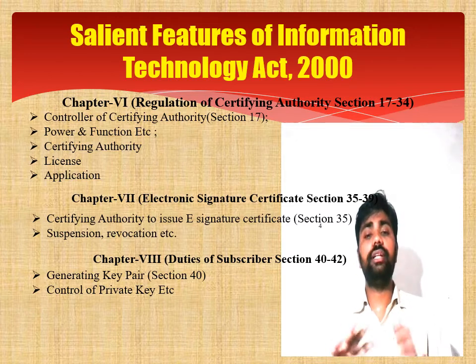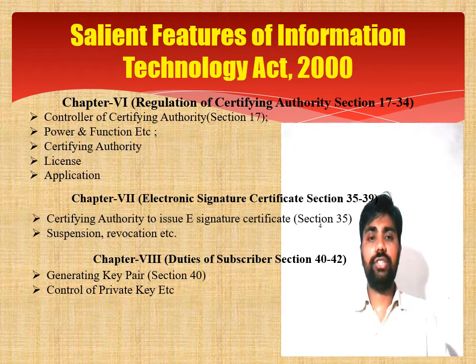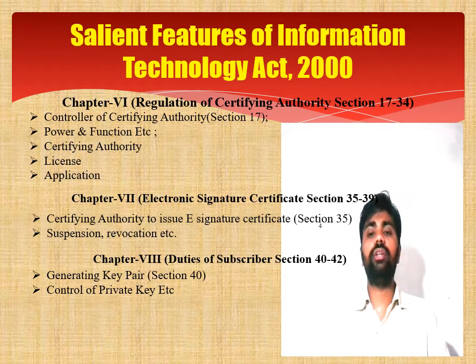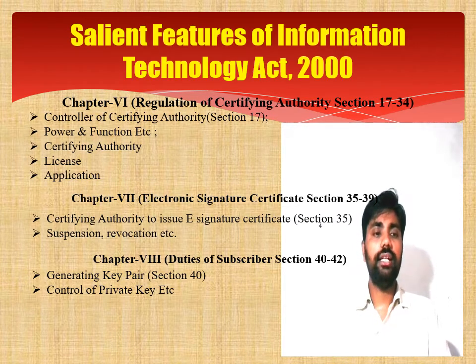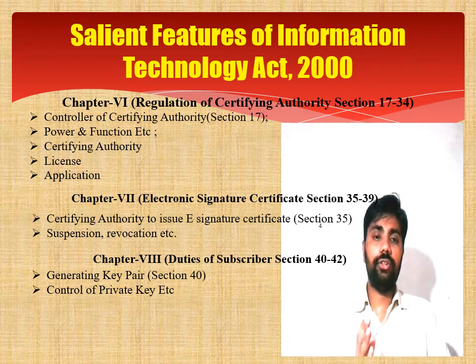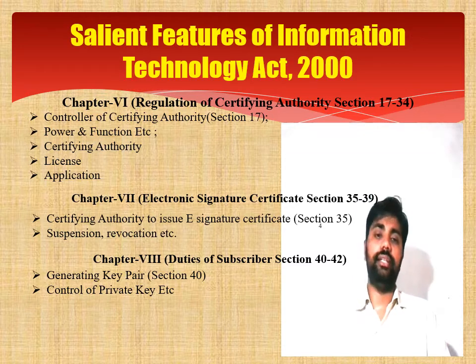Now the electronic signature certificate has been issued. Now the certifying authorities, as given under chapter 6, are issuing the electronic signature certificate to the person concerned, the subscriber, and they also have the authority to revoke the electronic signature certificate. They also have the authority to suspend the electronic signature certificate. They can issue notices to the subscriber. All that would be done under chapter 7, from section 35 to section 39.